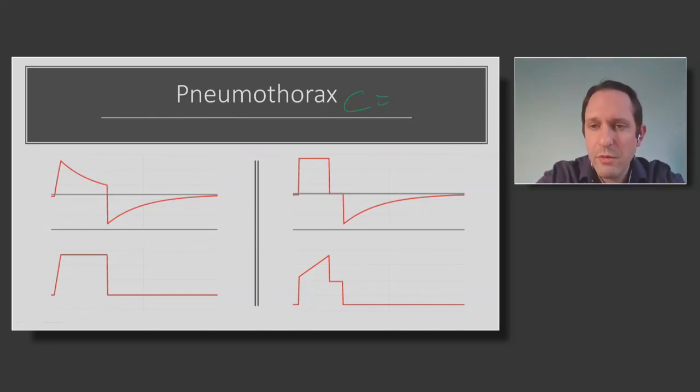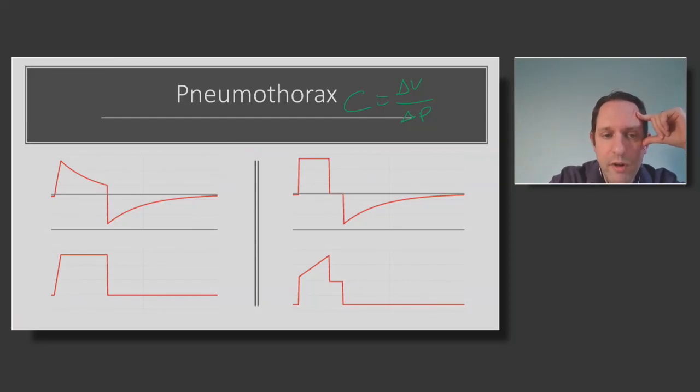Okay. So a pneumothorax, this is not a problem that should affect the resistance more than it should affect your compliance. So change in volume, change in pressure. And of course, if you have a pneumothorax, but you are controlling the pressure, you are not going to see a change in pressure, you're going to see a change in volume.